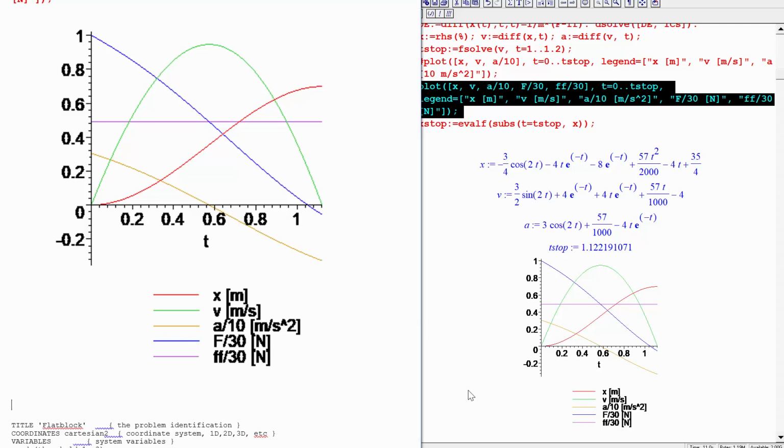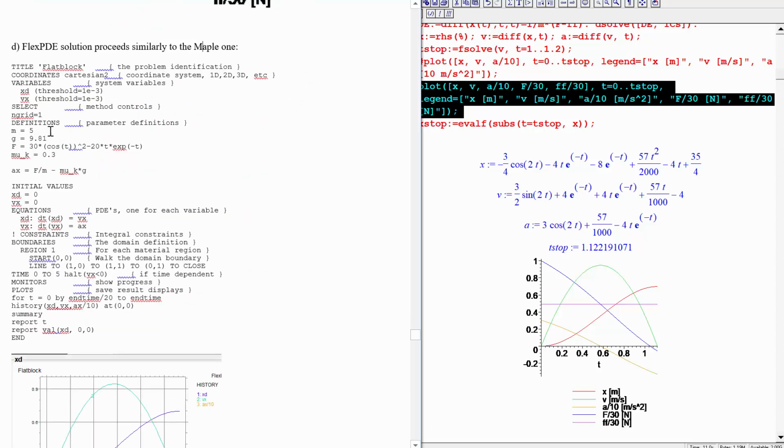Okay, next part, which is part D, FlexPDE solution. Maybe just comment that it proceeds similarly to the Maple one, where we've included the definitions as before, put everything in terms of acceleration. We can put in comments.